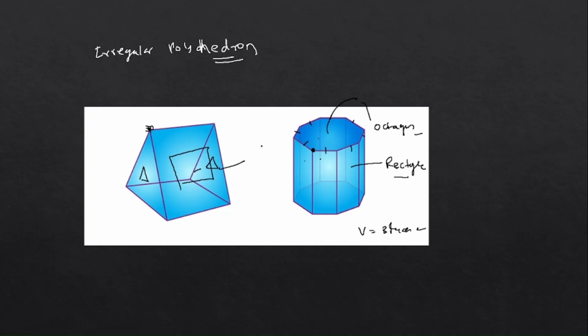So if there is some mismatch in between, the faces should be regular polygons and every vertex should touch an equal number of faces. At that time only it is a regular polyhedron, otherwise it is an irregular polyhedron. Now these two examples are of irregular polyhedra.